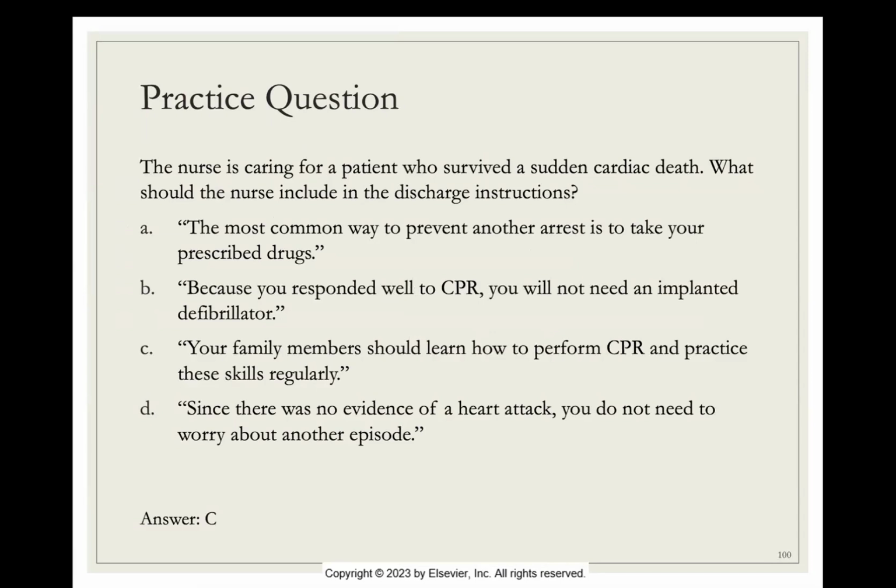And the answer is C. Your family members should know how to perform CPR and practice regularly. Just because they may have an implanted defibrillator doesn't mean that that is necessarily going to work. So people that are around them and spending a lot of time with them should be familiar with how to do effective CPR compressions.